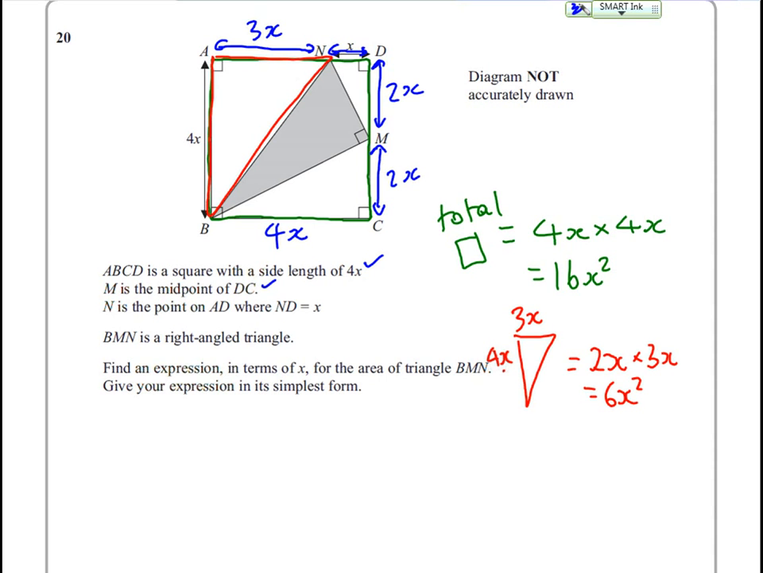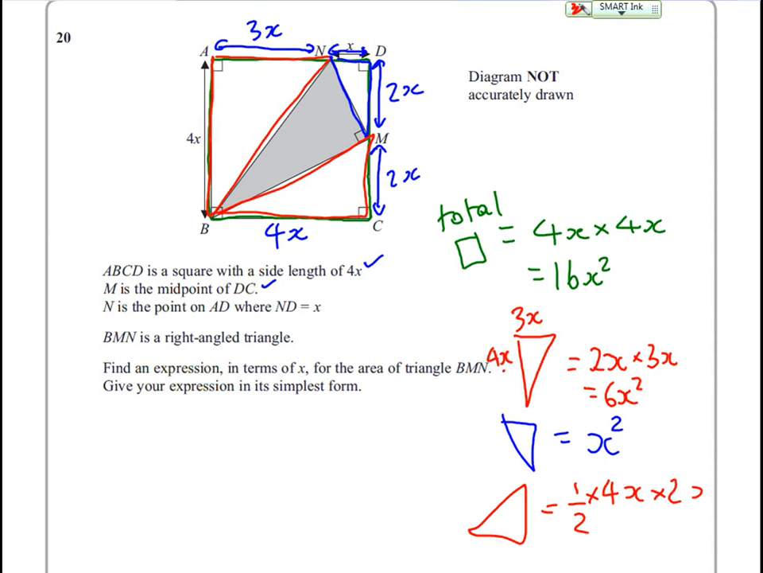The next triangle we'll look at is this one, which is x times 2x. The area is a half times x times 2x. Half of 2x is just x, so that area is x squared. Final triangle is going to be 4x times 2x divided by 2. So it's going to be half, if we show the formula, times 4x times 2x, which is going to give us 2x times 2x, which is 4x squared.